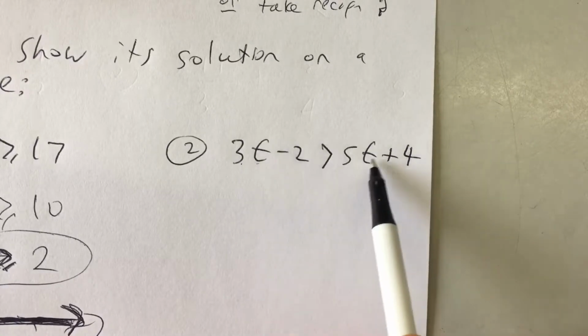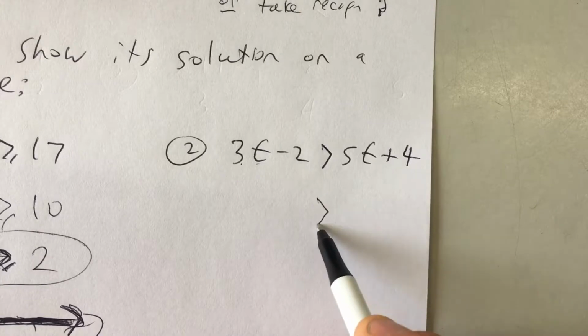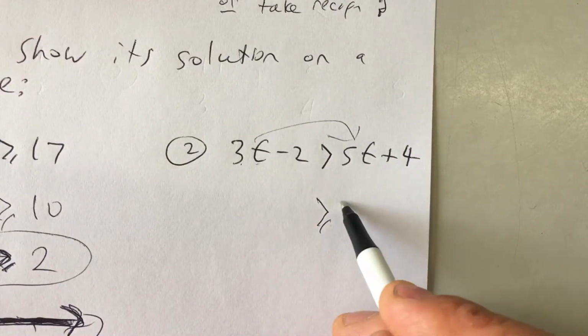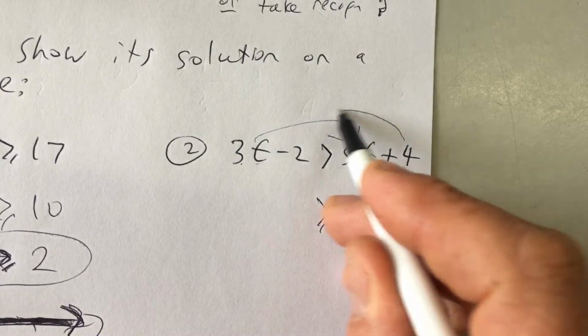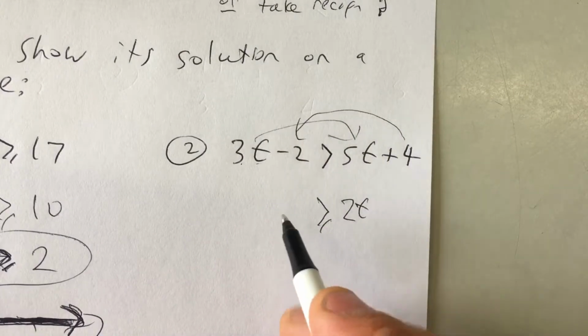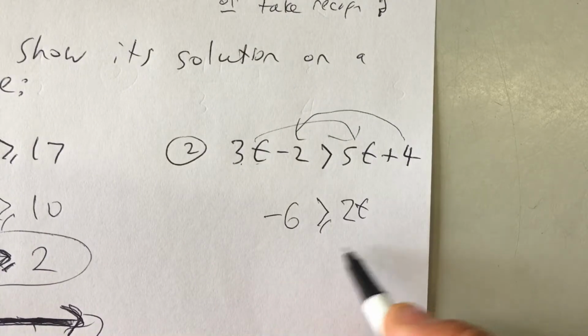This one, you've got choices. You can either move the 3t over here or move the 5t over there. I will always move the smaller one. So I'm going to move the smaller one over there, and that means you get 2t, because it's plus on this side, it's minus on this side. And that means I move the 4 over there. So if you take away 4 from minus 2, you get minus 6. Then divide by 2.